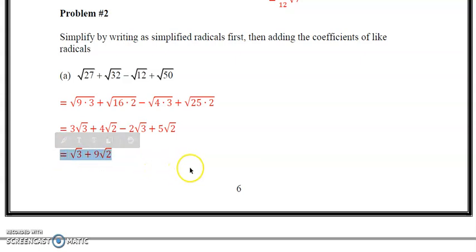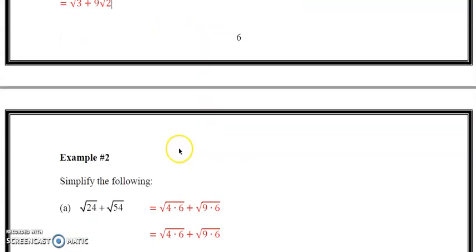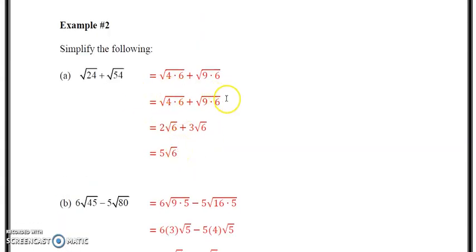That's it. Nothing else you can do with that unless you were to find a decimal and add them together. But we don't like decimals anymore, as you guys recall. Okay, so you can do them that way. Example 2, simplify the following.